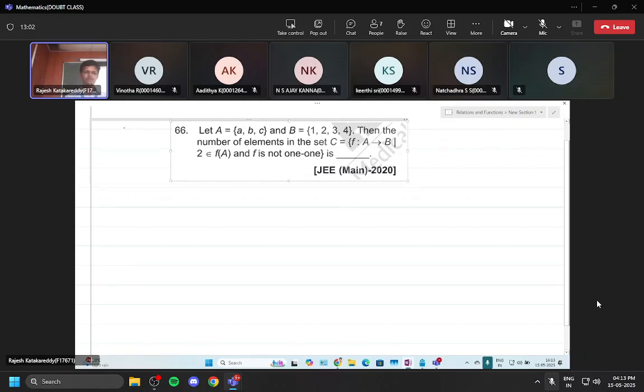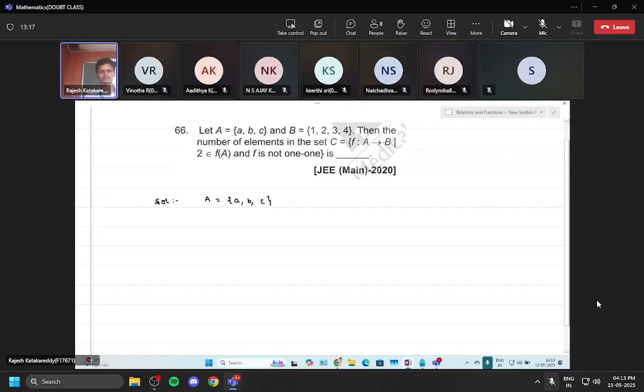Now this is the next problem, problem number 66. In problem number 66, they have given the details. A is equals to {a, b, c}. B is equals to {1, 2, 3, 4}. Then the number of elements in the set C. What is set C? Inside set C, we have functions defined from A to B, such that 2 belongs to the range of f and f is many one, not one-one, it is many one.